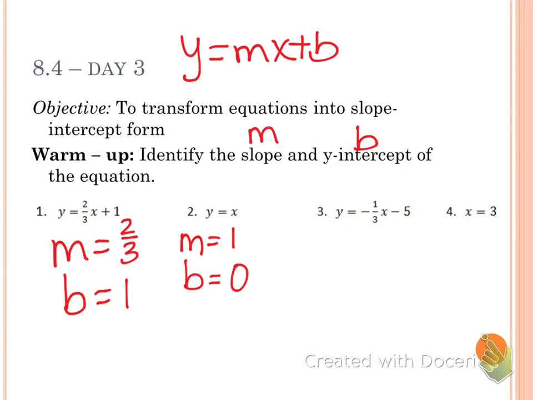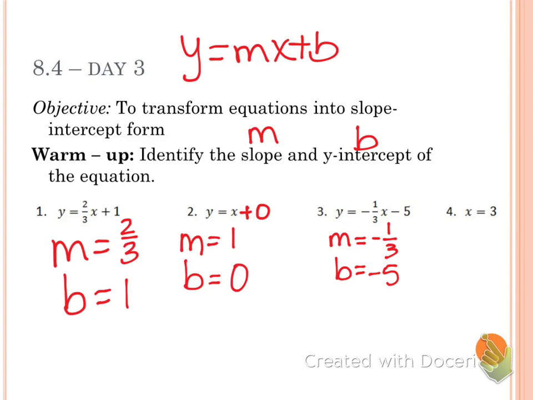There's a 1 in front of that x. There is nothing behind the x, so we consider that to be 0. If you want, you can put a plus 0 on the end to visualize that. All right, on number 3. We're looking for our slope and our y-intercept. Jamal? Negative 1/3 for our slope. And what about our y-intercept? Negative 5. Very good.